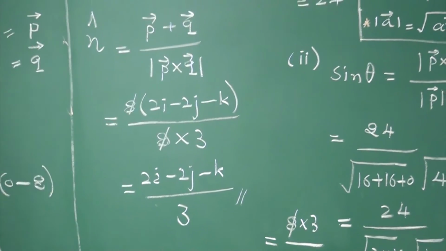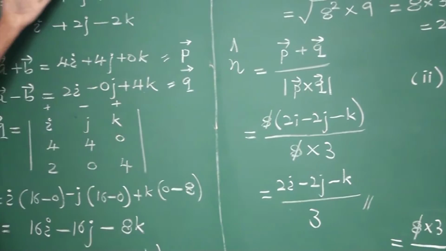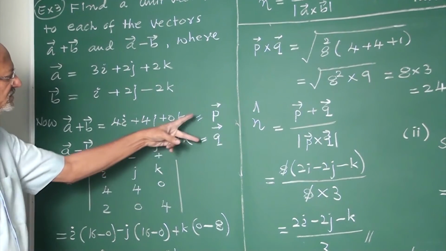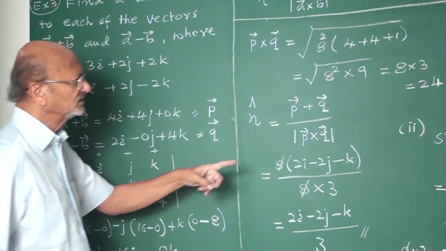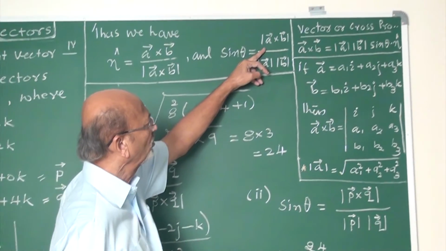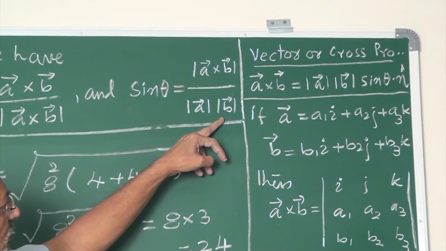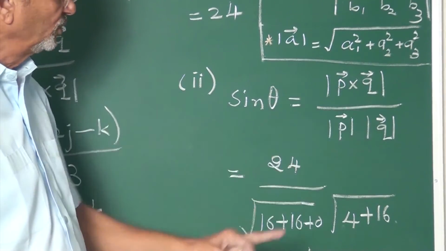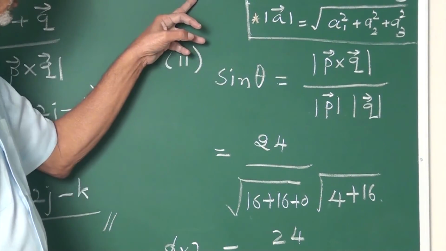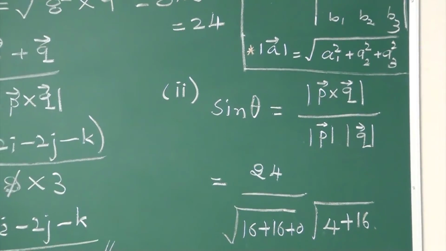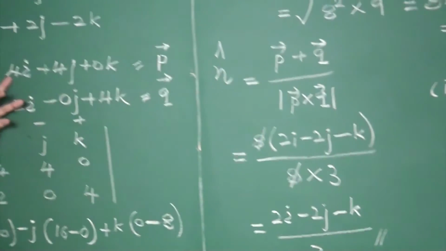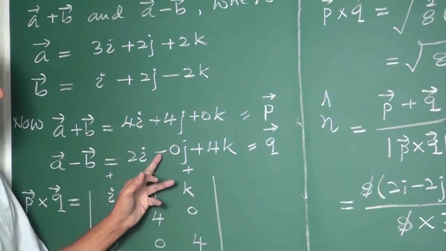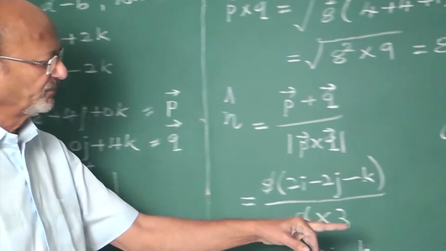Then, along with this, sometimes they also ask to find the sine of the angle between a plus b and a minus b. That is the same as the sine of the angle between p and q. Sine theta formula: magnitude of a cross b upon magnitude of a into magnitude of b. Instead of a and b, use p and q: magnitude of p cross q upon magnitude of p into magnitude of q. The numerator is already there. Magnitude of p is the square root of 4 square plus 4 square plus 0. Magnitude of q is the square root of 4 plus 0 plus 16.